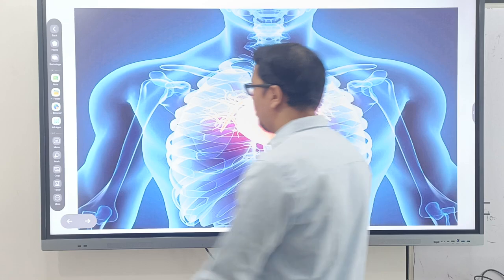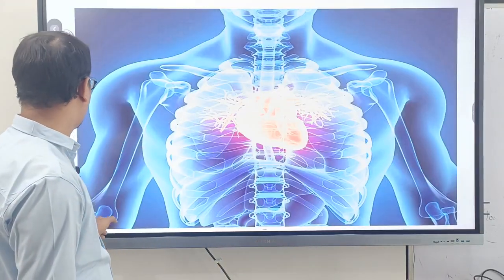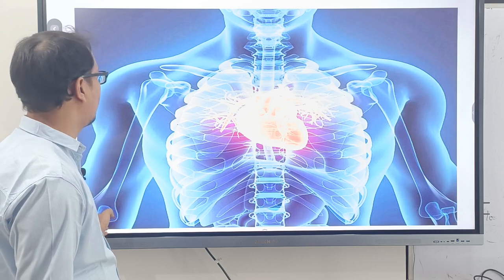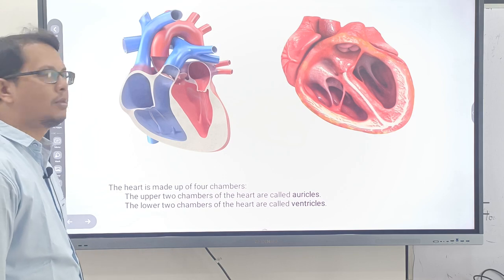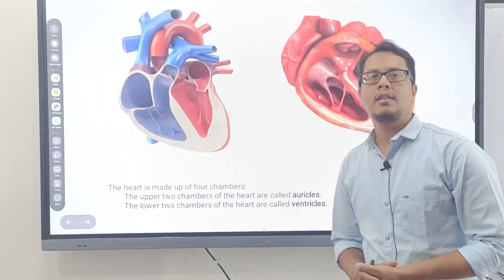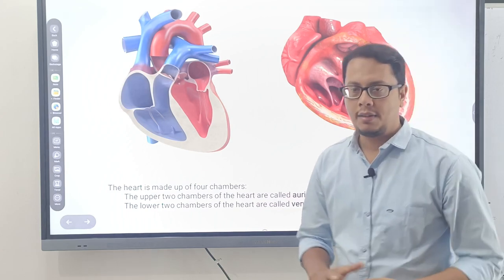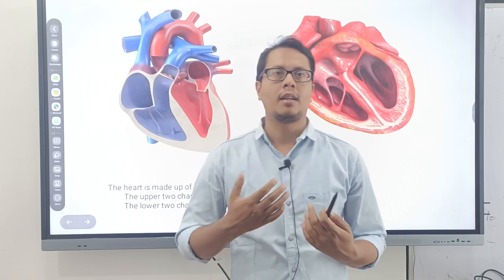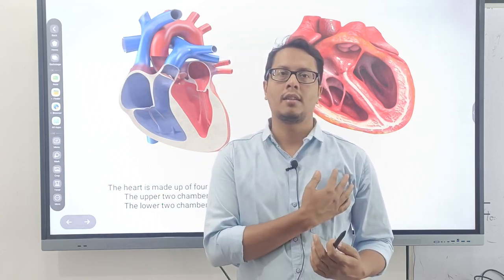In the next slide we will see the functioning of the various parts of the human heart. Now these are two diagrams. First of all, the human heart consists of 4 chambers. If I am standing like this, my heart is on this side, so this will be my right side and this is the left side.